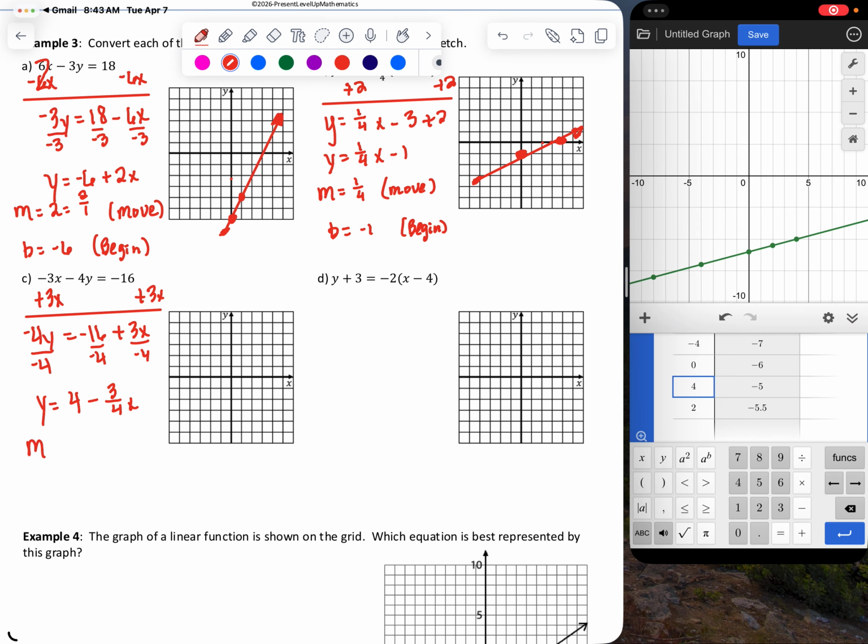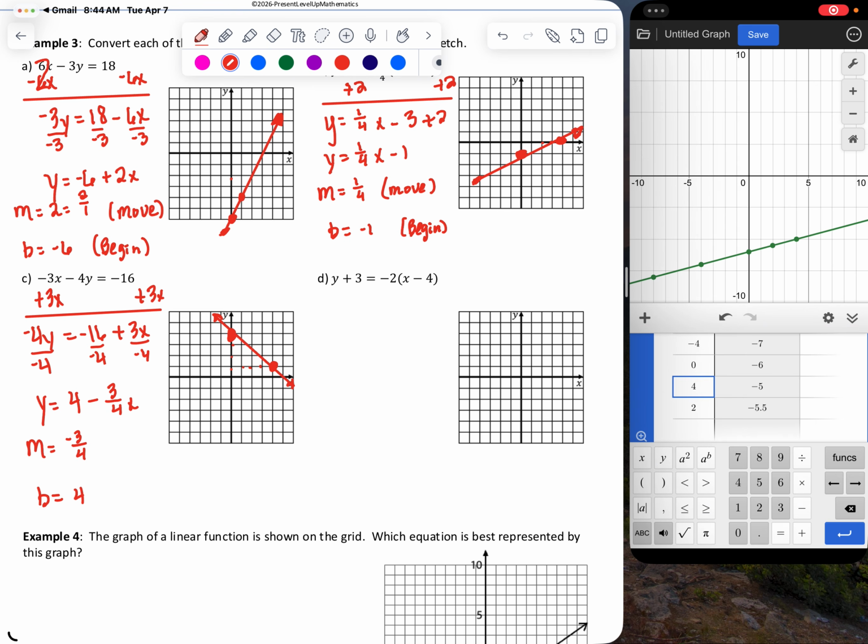So our m is negative 3/4. Our b equals 4. So I'll begin at positive 4. And then because my slope is negative, this time instead of going up 3, we'll go down 3 and right 4. So 1, 2, 3, right 4. 1, 2, 3, 4. All right, pause the video and try problem D on your own.